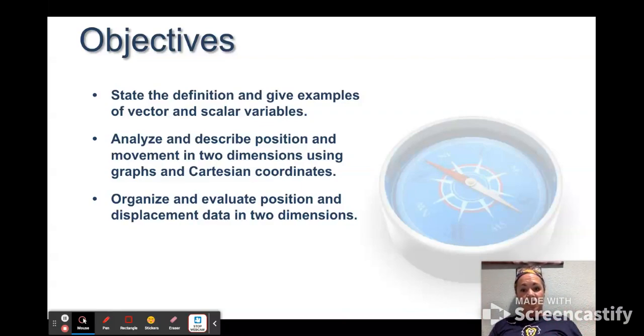Then, to analyze and describe position and movement in two dimensions using graphs and Cartesian coordinates. Remember cartography and Cartesian, sounding similar. So we're dealing with that coordinate plane, or Battleship, for those of you that played, with numbers, not letters. Organize and evaluate position and displacement data in two dimensions. It's really a matter of learning how we code in the mathematical world. How do we write these number sentences, these coordinates? Everybody shares the same structure for the way this information is written, and you need to be very clear on how to go forward with that.